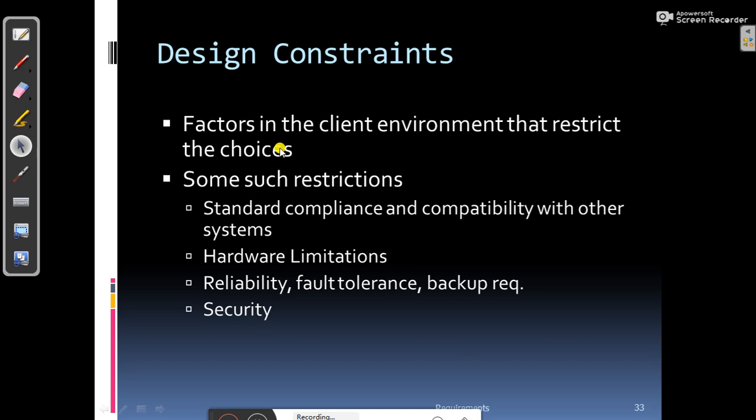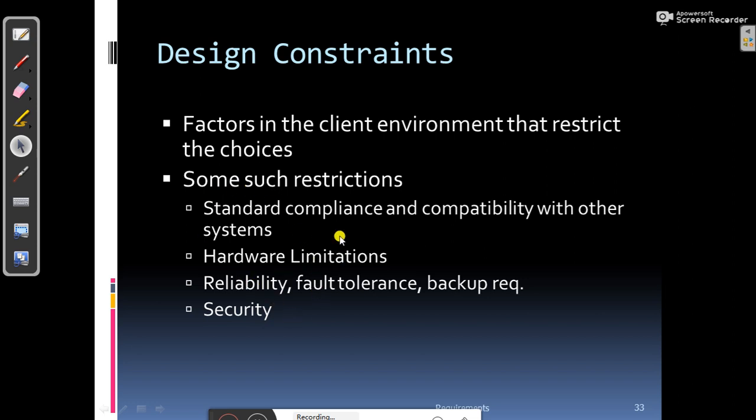Some such restrictions are standard compliance and compatibility with other systems. Obviously whenever you develop a system, you always mention that this software or this system will work on this environment only. Those specifications need to be included in the SRS document. And hardware limitations also, and whatever reliability options, fault tolerance options, backup requirements, security, those things also need to be included in the SRS document.